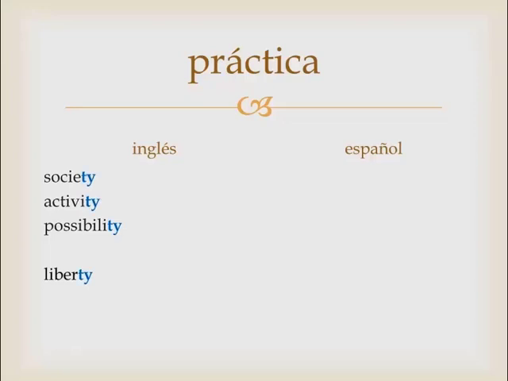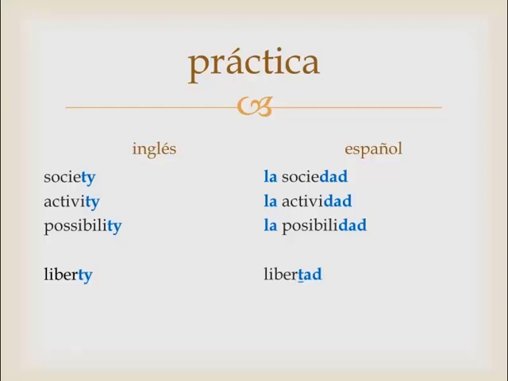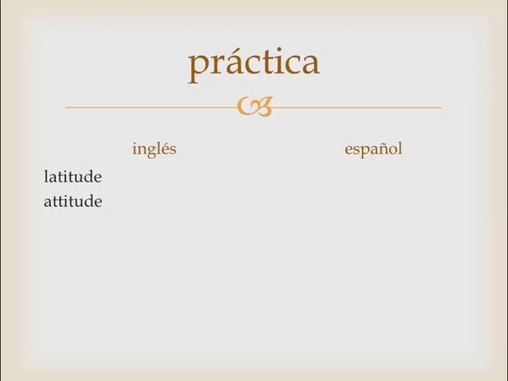You can see they all end in ty. They're from that section of the list. And ty in Spanish is going to be dad and feminine. So the first one will be la sociedad, la actividad, and la posibilidad. And you can see liberty, instead of dad, it's tad. So it's libertad, a little bit different, but also feminine, la libertad. And possibility, the double S in English is going to go to the single S in Spanish.